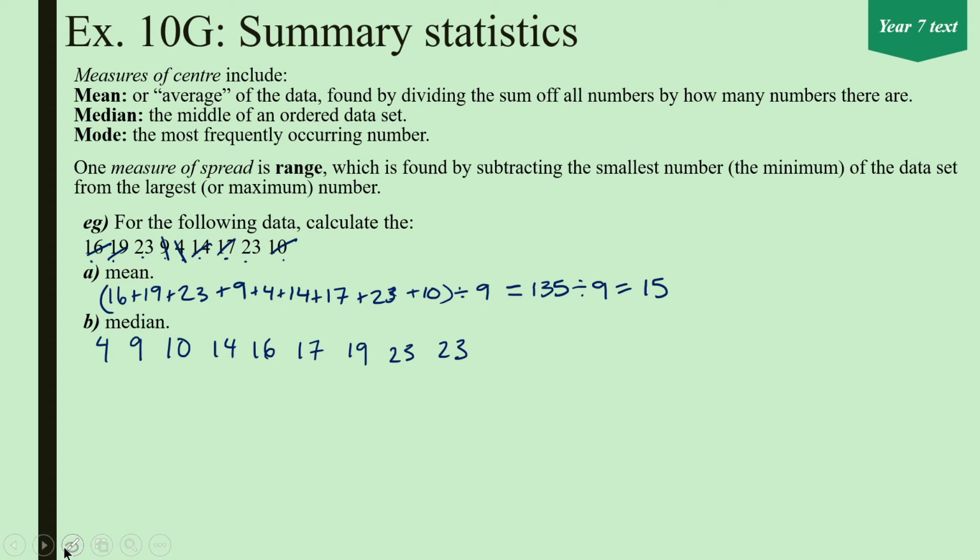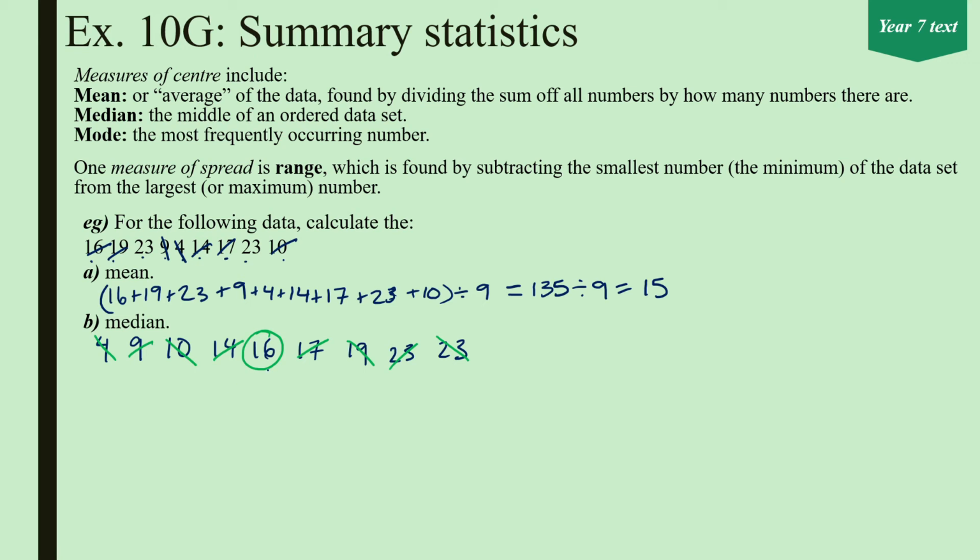Now that I've got my numbers in order from smallest to largest, I can work my way in. They're not the median, they're not the median, they're not the median. Oh, I've got one number left in the middle. In this case, the median is 16.